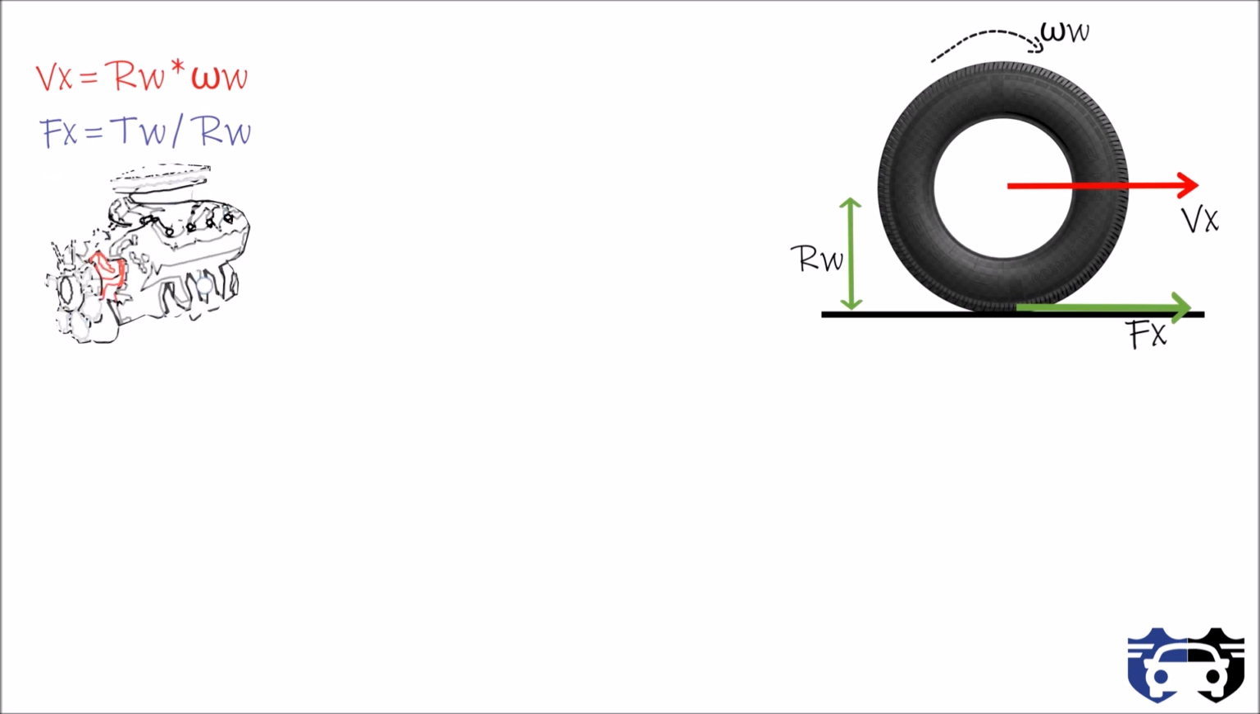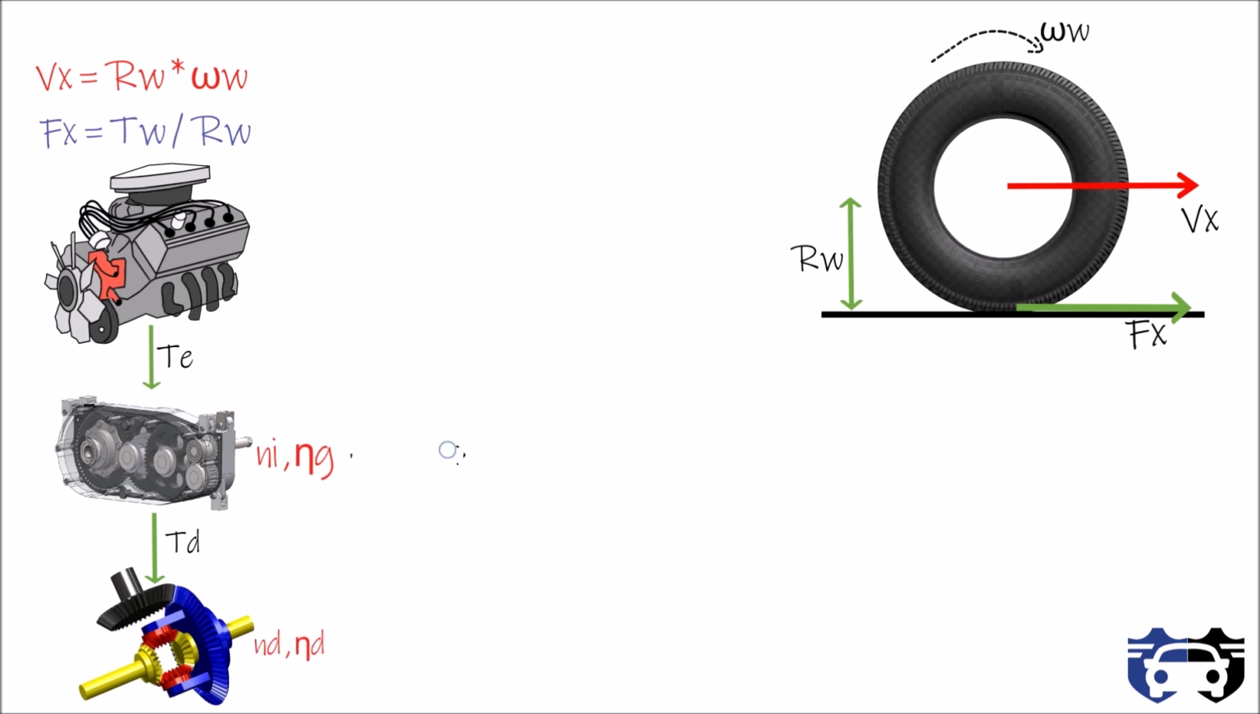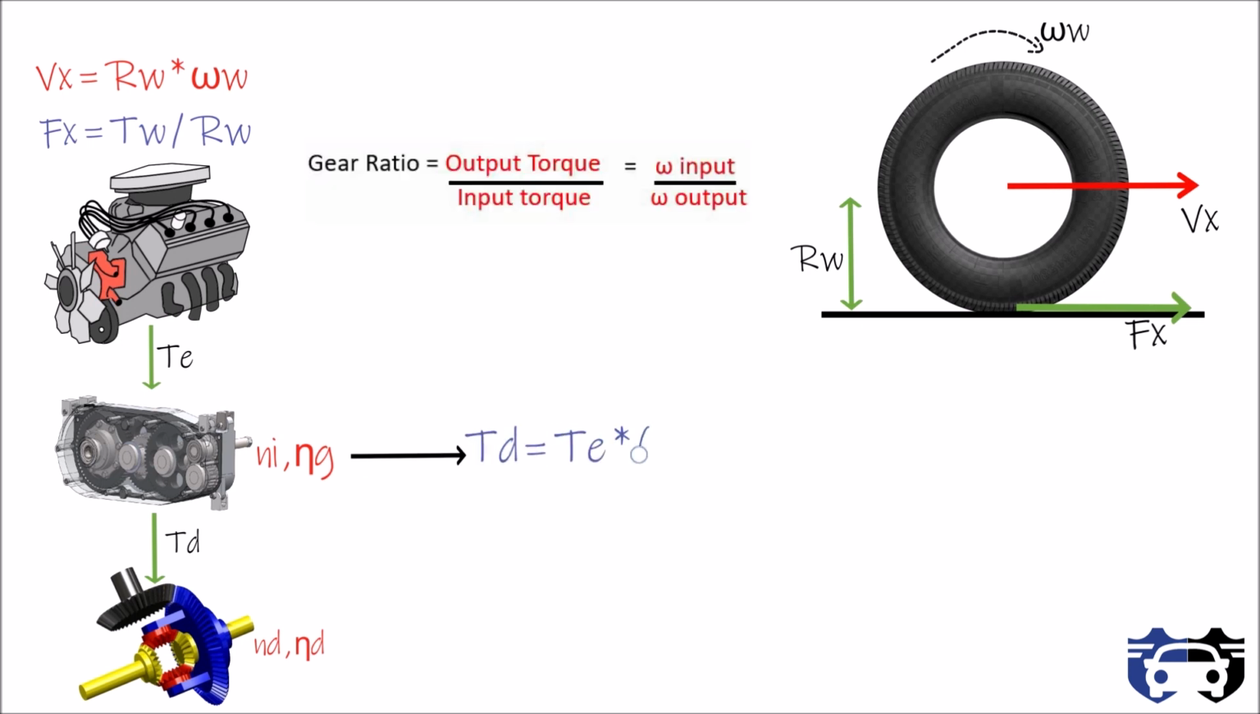Now here you can see that the engine is supplying a torque Te to the gearbox having efficiency of eta g and is at ith gear ratio Ni. The gearbox output torque Td is supplied to the differential of efficiency eta d and gear ratio of Nd. So the gearbox output torque Td is given by Td equals Te multiplied by Ni multiplied by efficiency of gearbox, and the relation between the angular velocity of engine and the gearbox output is given by omega E equals Ni multiplied by omega d.